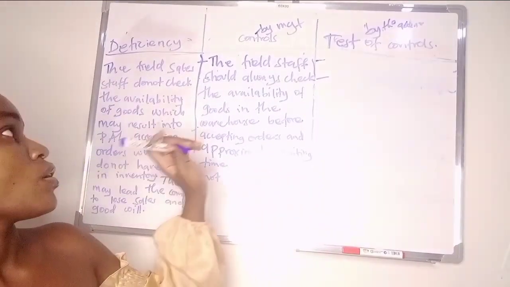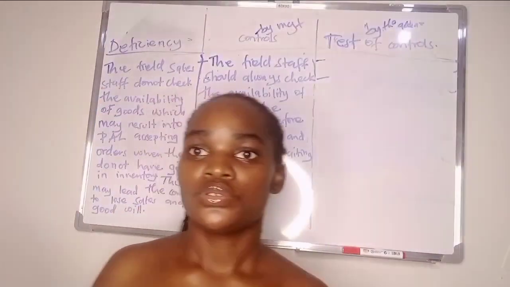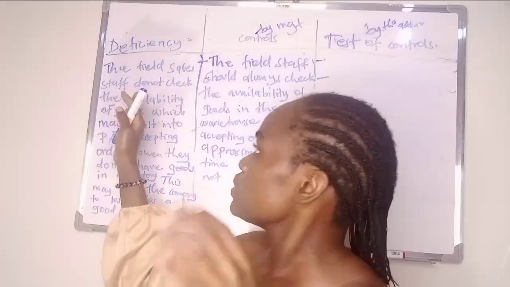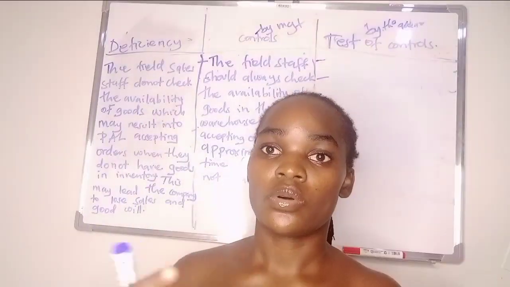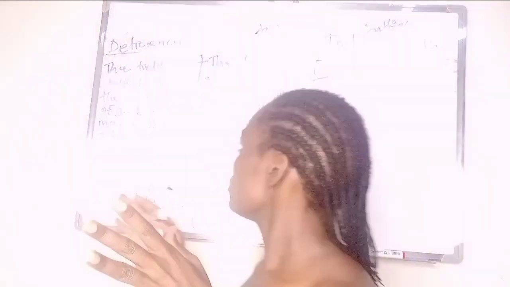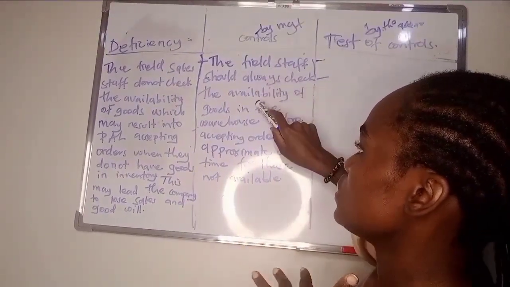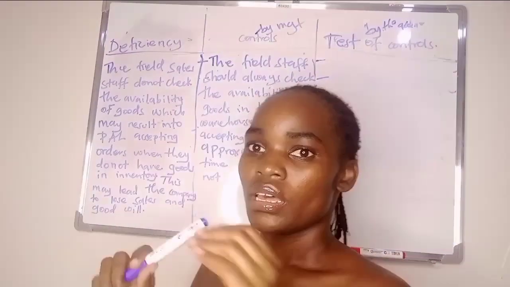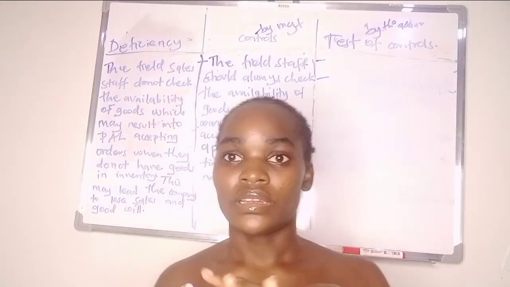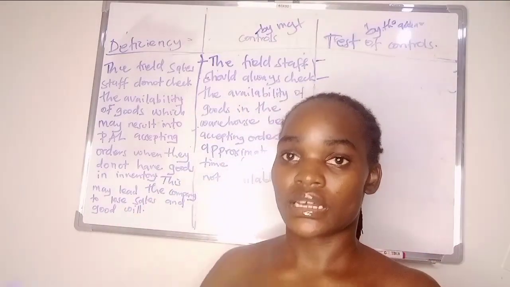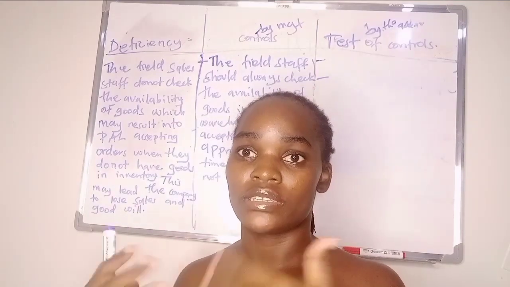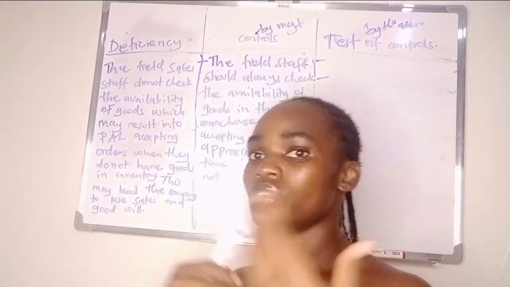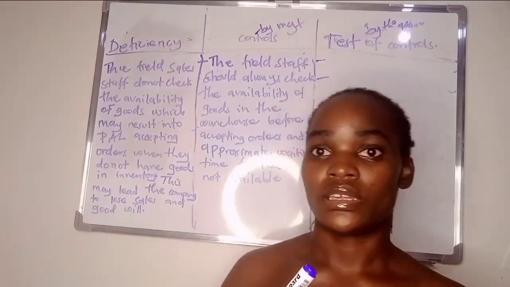The control is like a device. How can they overcome this? The field staff do not check the availability before accepting orders. So the control can be that the field staff should always check the availability of the goods in the store before accepting orders. And for those that are not available, they should ask customers to give them time to get what they actually want. So that's the control that can be put in place. They should always check before accepting orders.